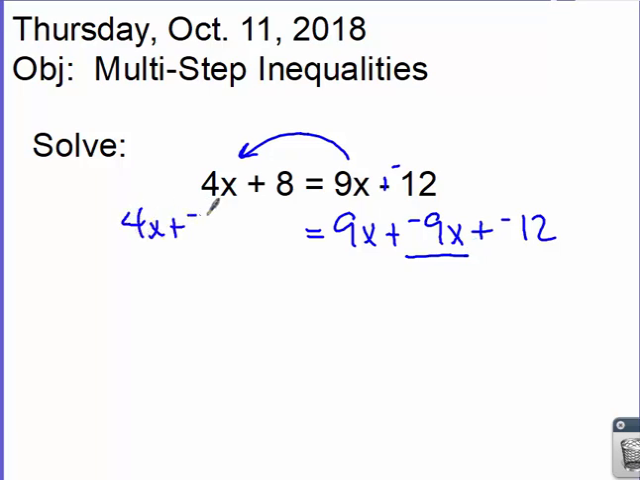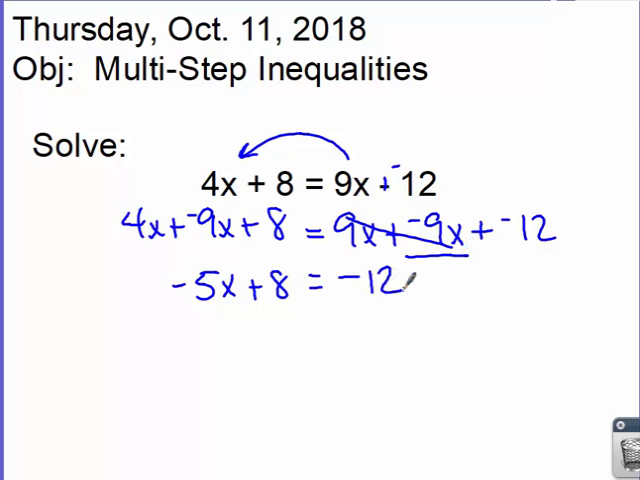So 4x plus negative 9x plus 8. Now we put the like things together. So here we have a 4x plus a negative 9x. They can go together to make negative 5x plus 8. The 8 comes along for the ride. My 9s go away, and I'm left with a negative 12 on the right. Now we just have a regular 2-step equation.